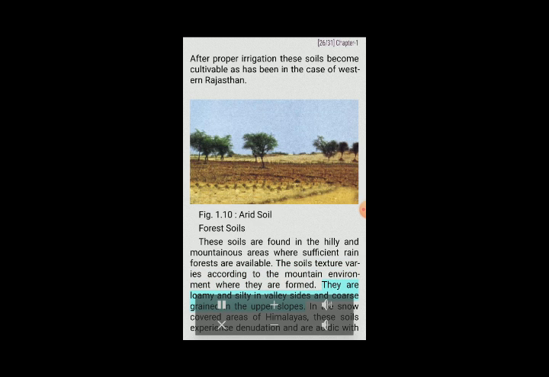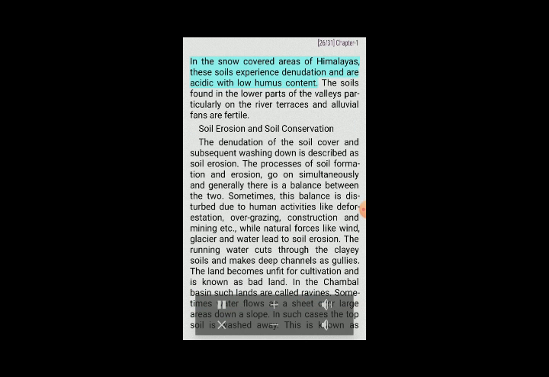They are loamy and silty in valley sides and coarse-grained in the upper slopes. In the snow-covered areas of the Himalayas, these soils experience denudation and are acidic with low humus content. The soils found in the lower parts of the valleys, particularly on the river terraces and alluvial fans, are fertile.